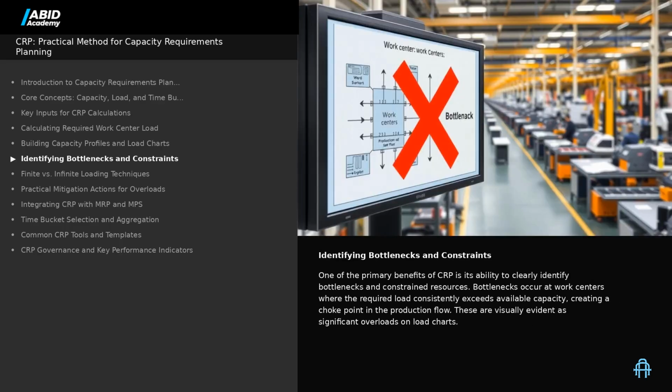Identifying bottlenecks and constraints. One of the primary benefits of CRP is its ability to clearly identify bottlenecks and constrained resources. Bottlenecks occur at work centers where the required load consistently exceeds available capacity, creating a choke point in the production flow. These are visually evident as significant overloads on load charts.